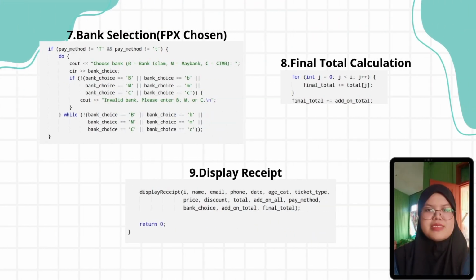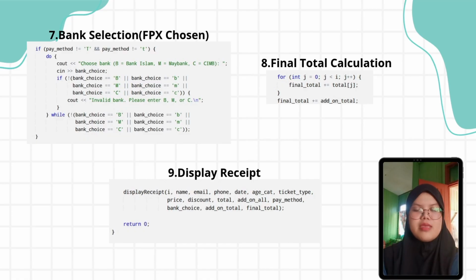Part 7, bank selection, if FPX is chosen. If the customer selects the FPX payment method, the program will ask them to choose a bank, either Bank Islam, Maybank, or CIMB. This is done using another validation loop that checks for the letters B, M or C.